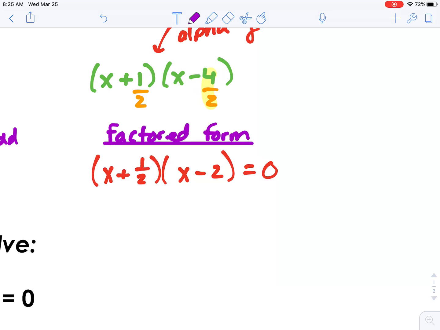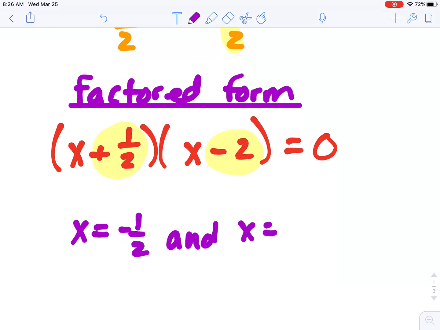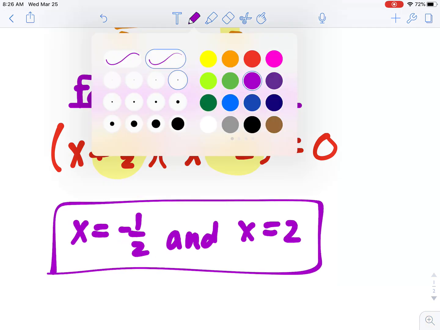Some of you are going to want to solve in a quick shortcut. And remember how we always took the opposite? So here, if you want to solve, we get -1/2. You take the opposite. And here, if we wanted to solve, we take the opposite, which is a +2. That is our solved answers.